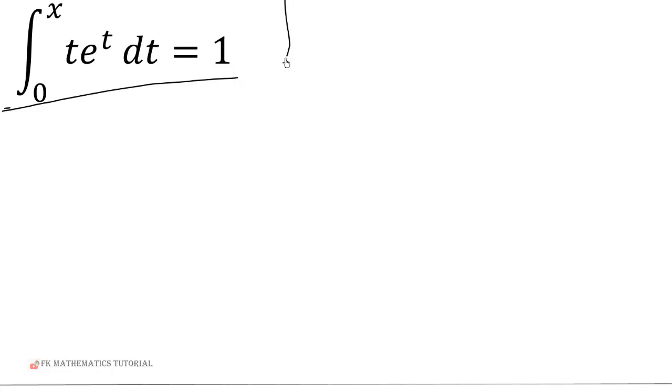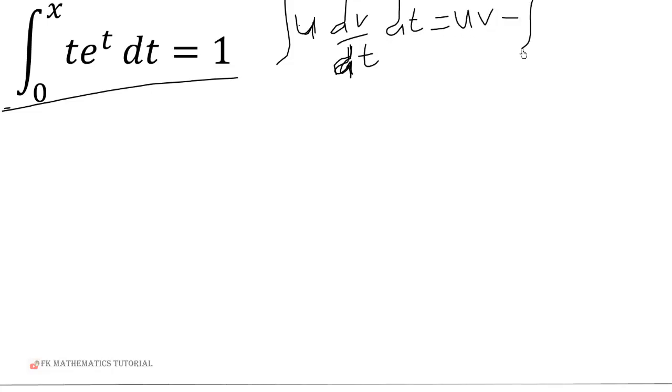the integral of u dv/dt times dt will be equal to uv minus the integral of v du/dt times dt. So that is the integration by parts formula.